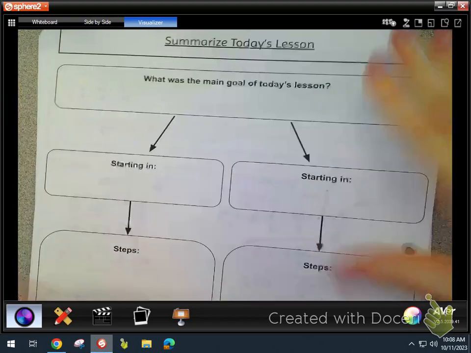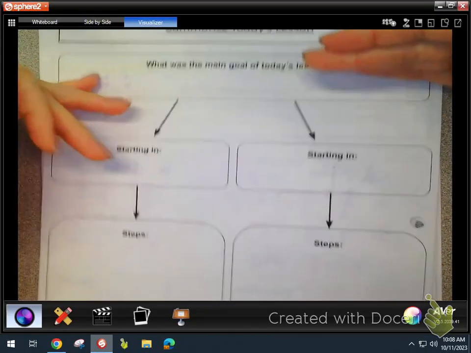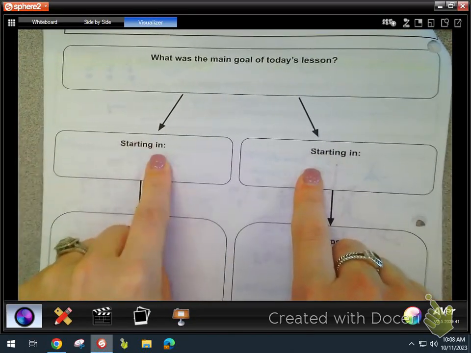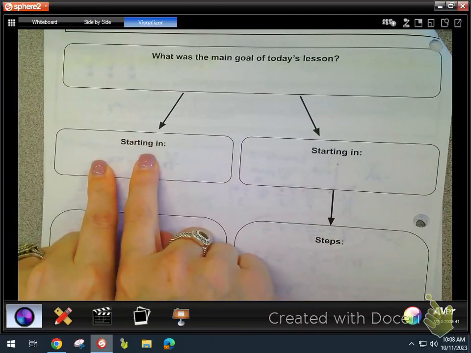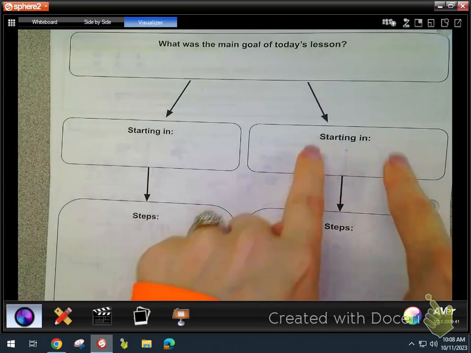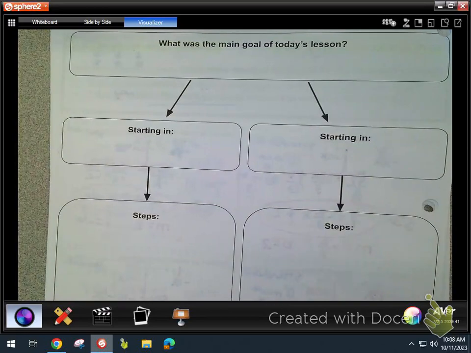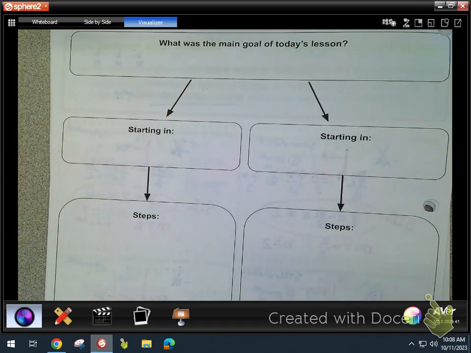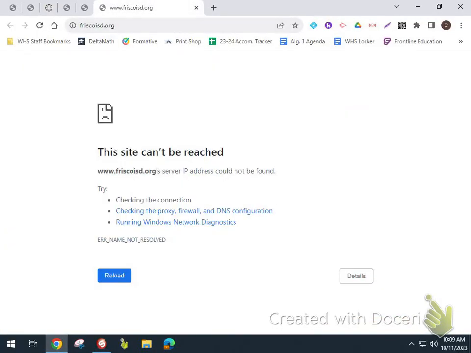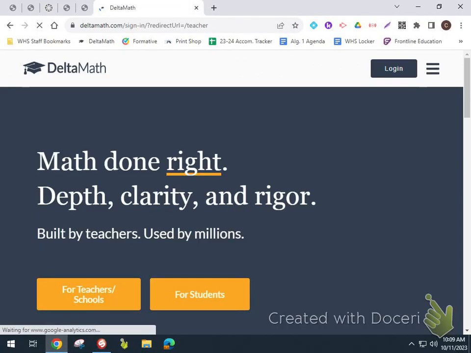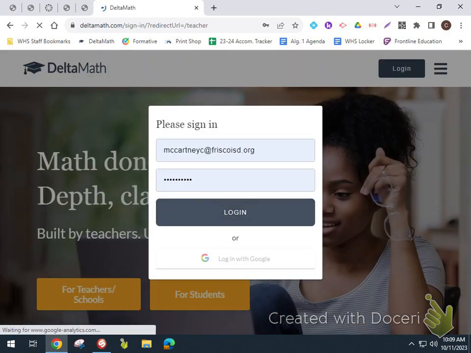Those other 2 here, but I want you to fill this in. What's the goal? We learned 2 different forms. If you start in this form, what are your steps? If you start in the other form, what are your steps? Okay, write it out. We're trying to summarize. We're trying to get this stuff to stick in our brain. If we write it in our own words, that will help. After that, you are going to do 4.3 in Delta Math. And I don't know how many questions it is, but we'll see here pretty quick.